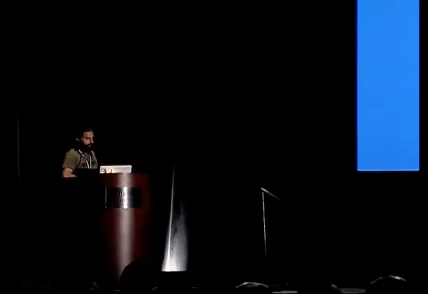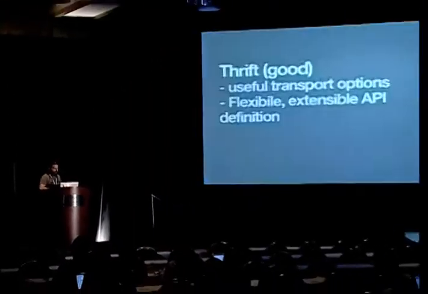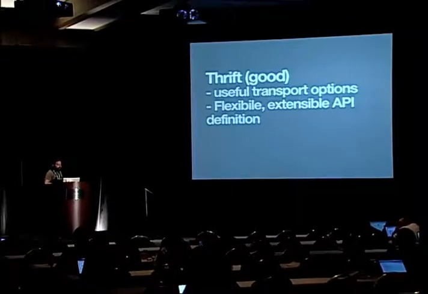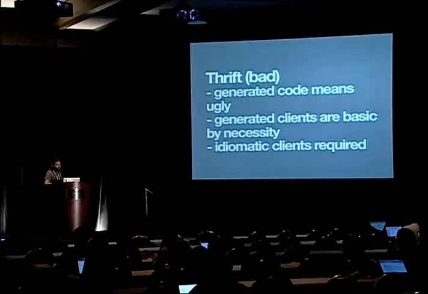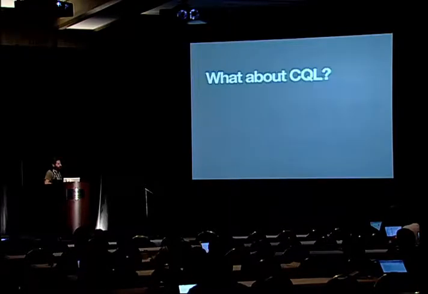All right. So, a tale of two protocols, some of what we went over at a high level. The good of Thrift: useful transport options, flexible extensible API definition. The bad: generated code means ugly. Generated clients are, basically by necessity, non-idiomatic clients. These next couple of slides are opinion, and again, this was generated for an internal audience, so I do have some strong opinions there.